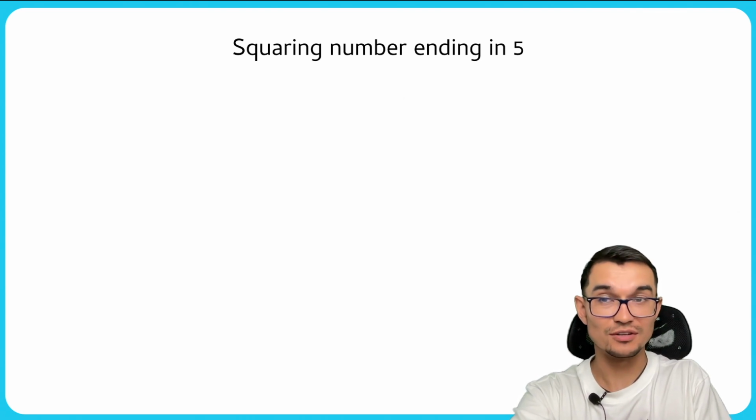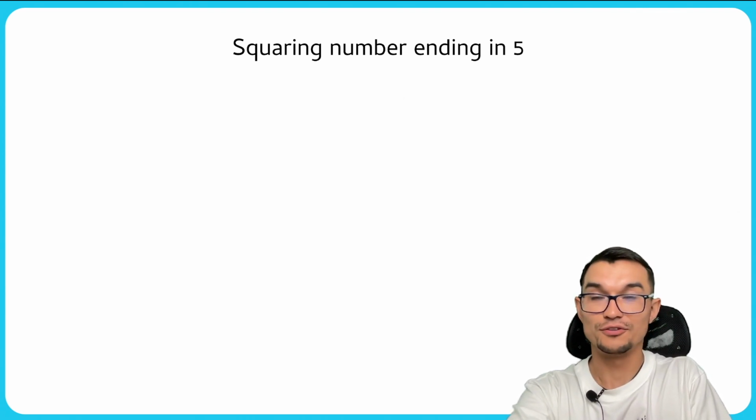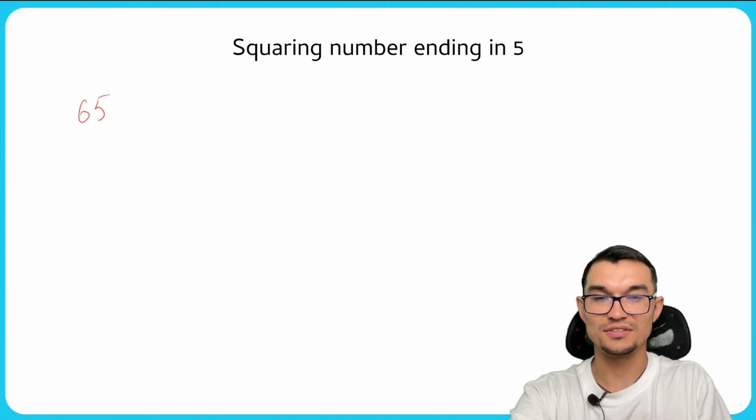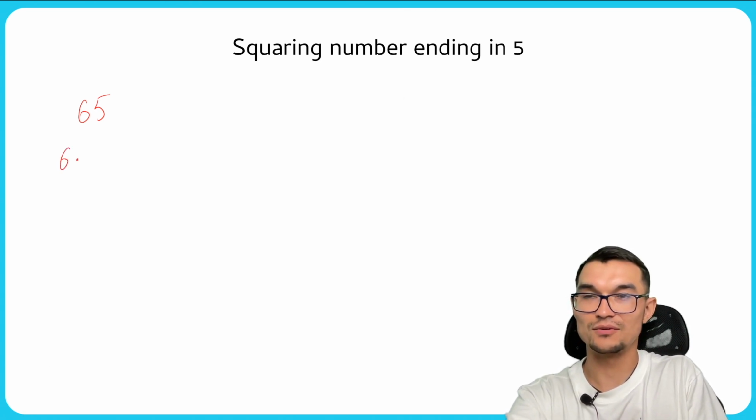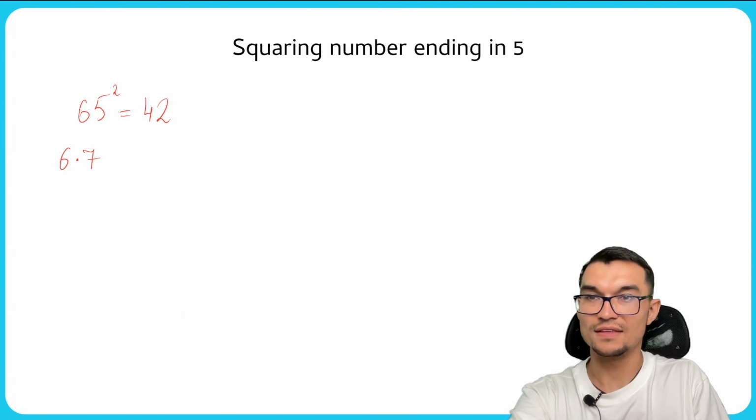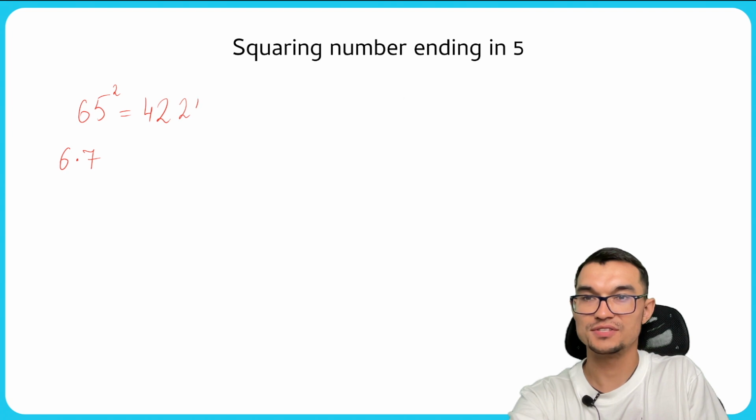So to square a number that ends in 5, for example, 65, we need to take the number that's not 5 and multiply it by 1 more than itself. So we take 6 and multiply it by 1 more than itself, which means we multiply it by 7. So we have 42. So 65 squared starts with 42. And then we need to put 5 squared at the end, which is 25. So 65 squared is 4,225.